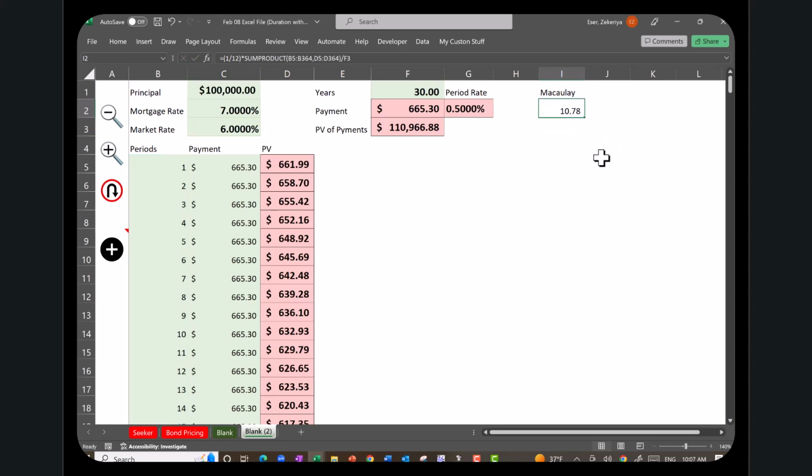So a 30-year mortgage has roughly a duration of 11 years. At similar rates, a 30-year bond. Let's make these things equal. So at par, 10-15. Oh, let's also calculate the financial duration. Macaulay divided by 1 plus the period rates.